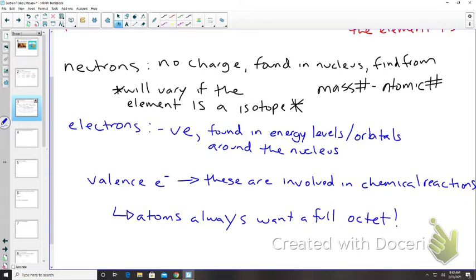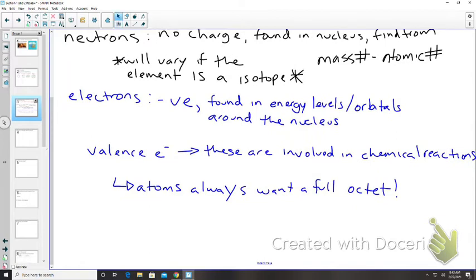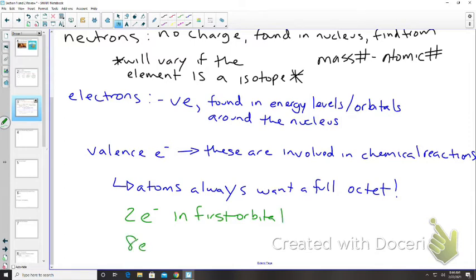Atoms always want a full octet. Good. And we have 2 electrons in first orbital, and then we have 8 electrons in other orbitals. Good. So we've gone over atomic structure. We've gone over what actually makes up the atoms.